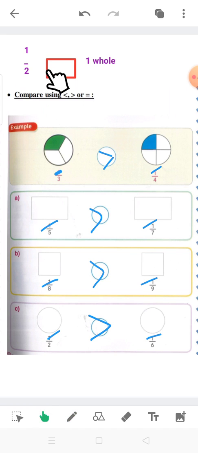Okay. Let's see here. What we call this fraction is called half. And here we have one whole, the one whole circle, or half. Of course, one whole is the bigger number. Why? Because a fraction is a piece of 1.